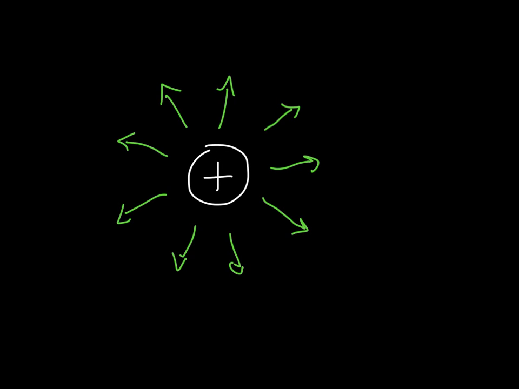These are what we call electric field lines. So the positive charge is going to push things away from it. So what would it look like if I had a negative charge?